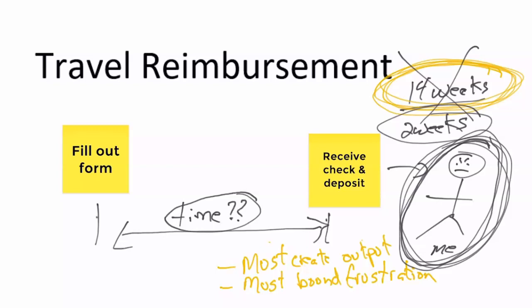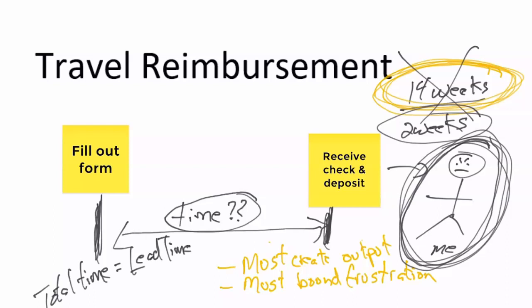By the way, this time metric that we just described, from the beginning of the first step to the end of the last step for one completed request to move through the system successfully, is given a special name in the world of process improvement. This total time in the system is called lead time. Sometimes we'll see it abbreviated as LT. From the beginning of the first step to the end of the last step is lead time. Let's now take a look at what the remaining steps were in the travel reimbursement process.